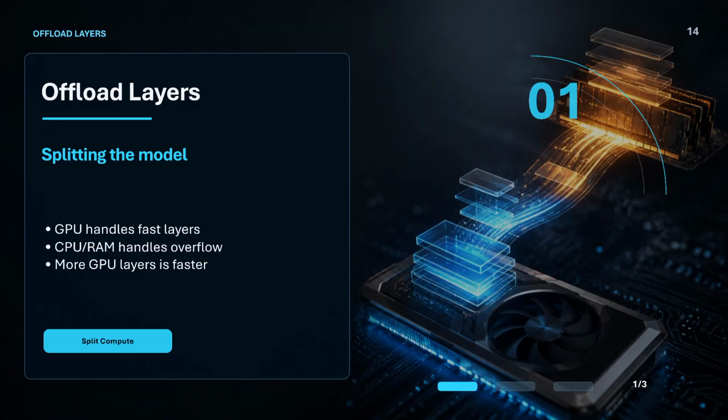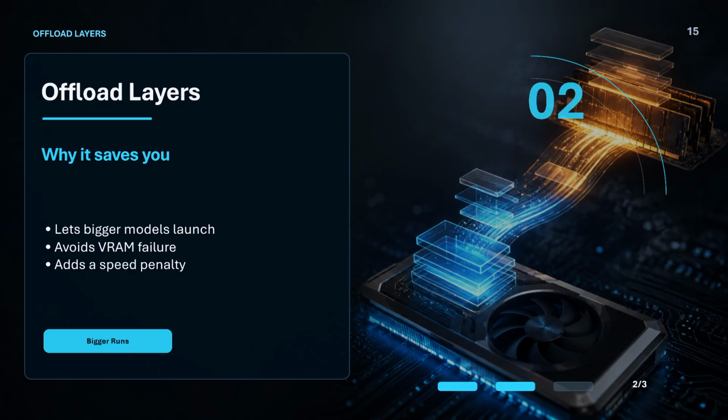Offload layers. Offload layers means splitting a model between the GPU and system RAM. The more layers on a GPU, the faster the model actually feels. Offloading is the reason a machine can run models larger than its VRAM. VRAM again is the RAM that's in the GPU. What you pay for it is latency. It might be a little bit slower because RAM is a lot slower than GPU RAM.